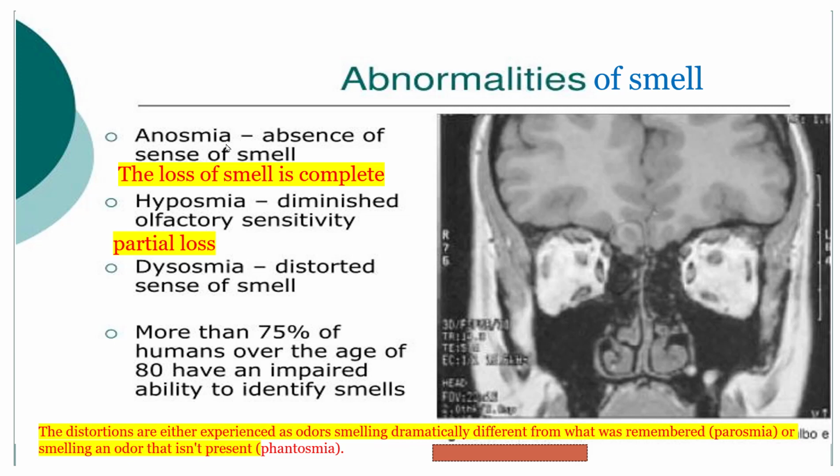Abnormality of smell. Anosmia. Absence of sense of smell. In anosmia, there is complete loss of smell. Hyposmia. Diminished olfactory sensitivity or partial loss. In hyposmia, there is partial loss. Dysosmia. Distorted sense of smell. The distortion is either an odor smelling dramatically different from what was remembered, parosmia, or smelling an odor that isn't present, phantosmia.